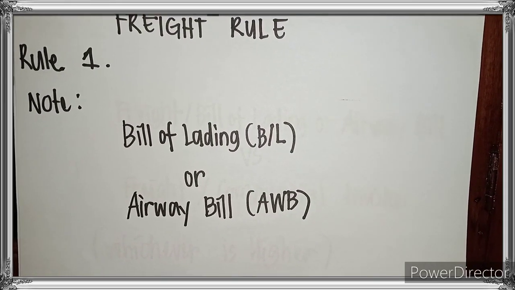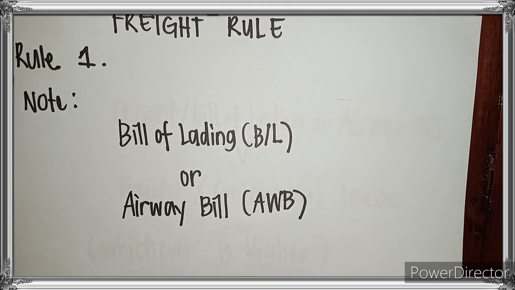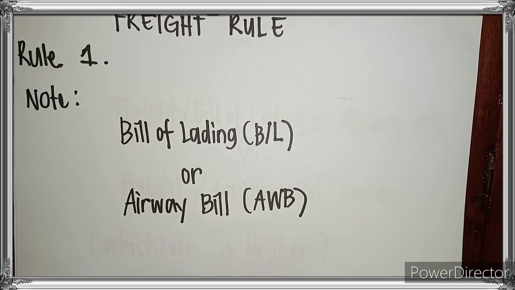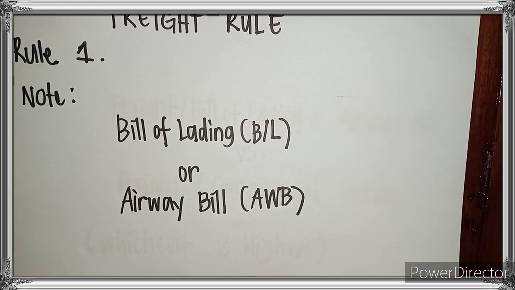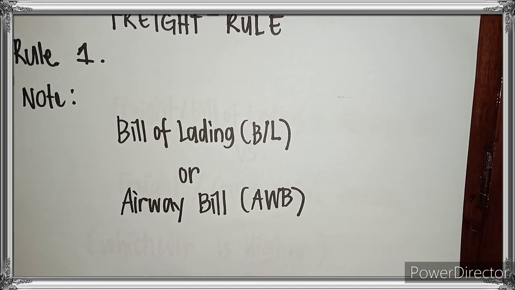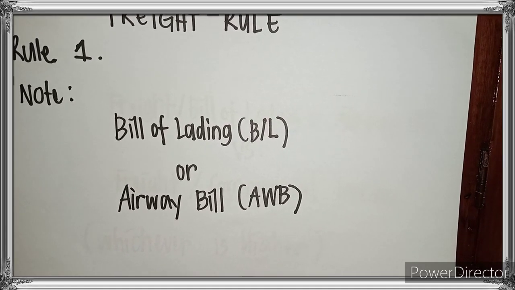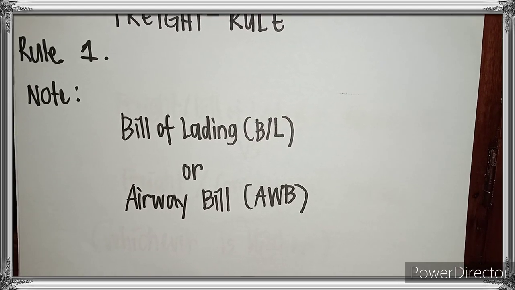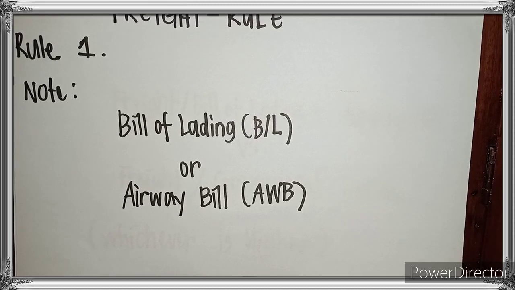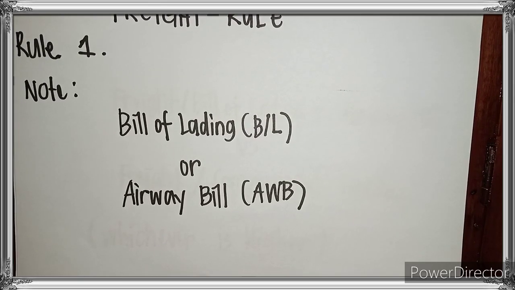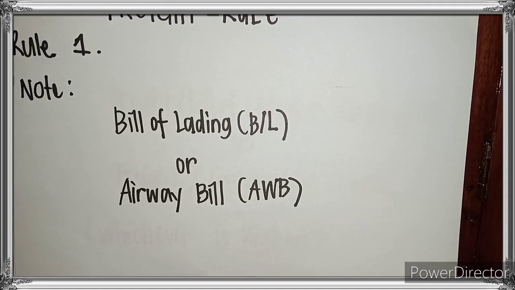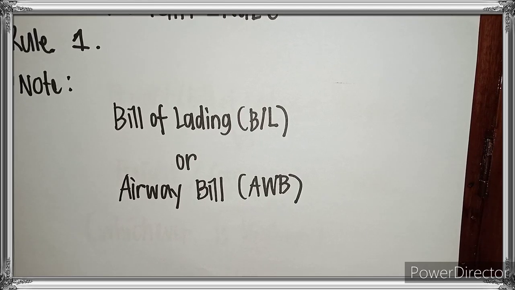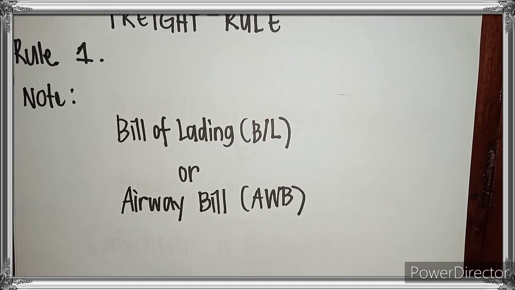Now, let us proceed to the rules on dutiable freight. Rule number 1. The dutiable freight shall be the freight charges indicated in the bill of lading or airway bill. As you can see, if there is a bill of lading or airway bill in the problem or statement, then that bill of lading or airway bill will be our freight.